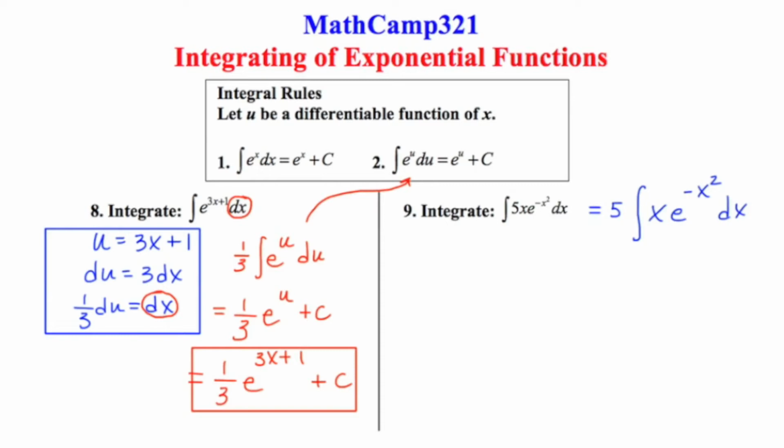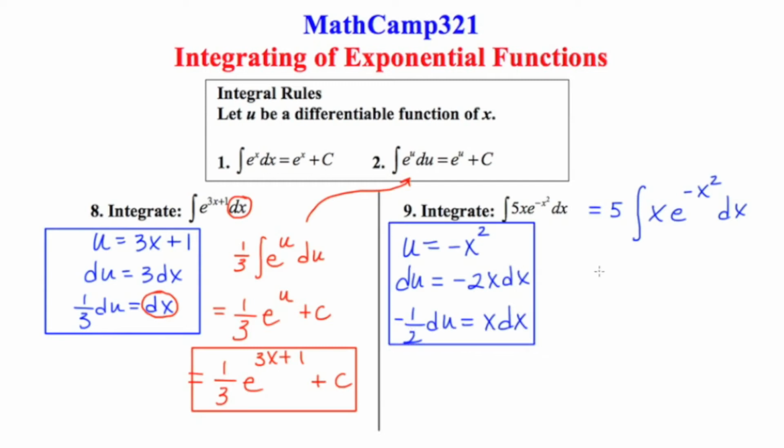Now, because my exponent is a little bit more complicated than just a plain x, I'm going to allow u to be negative x squared. Differentiating with respect to x, we end up getting du equals negative 2x dx. I don't need the extra negative 2, so I'll divide both sides by negative 2. Now I'm going to go back to my original problem, and I'm going to do one more thing. I'm going to take the product of x and e to the negative x squared, and I'm going to just reverse them.